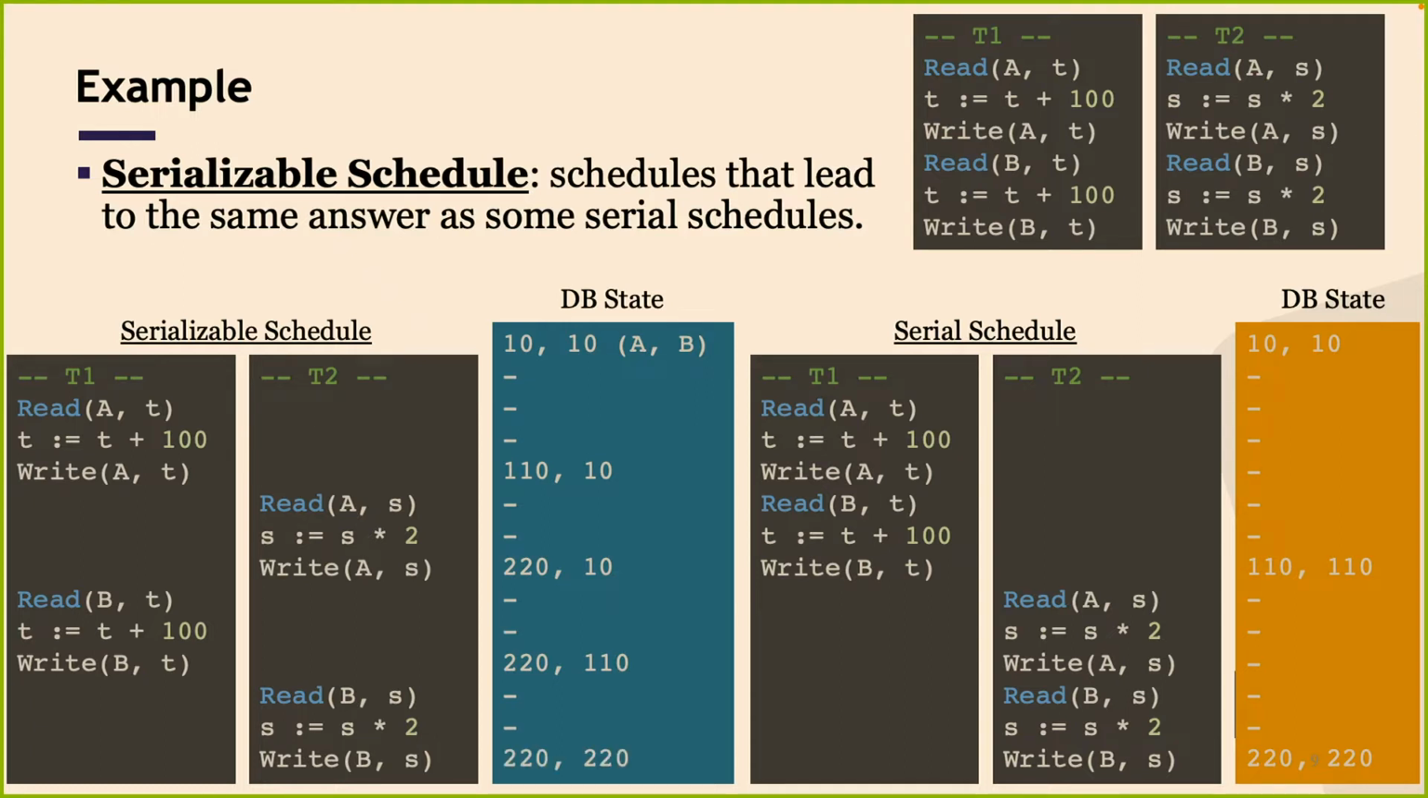So as you can see, even though you are changing the order of execution of those instructions, at the end of the day, you get the same thing. You get 220, 220, the same as some serial schedule. If that is true for your schedule, that you get the same answer, same in the sense that all the database objects are in the same state, A is 220, B is 220, then we say they give you the same answer. And if you can find a serial schedule that gives you the same answer as your schedule, we say that schedule is serializable. This is just one example of a serializable schedule.